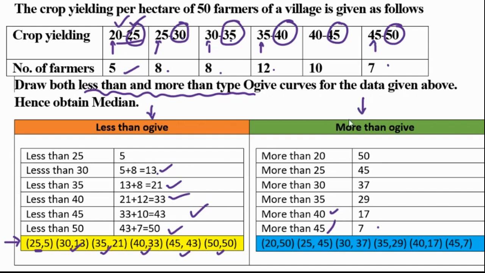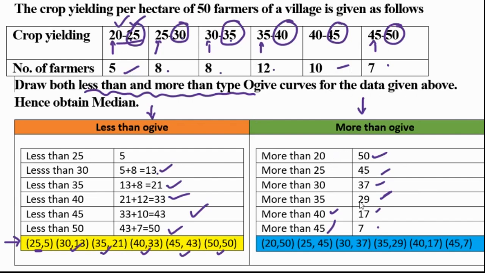7, 7 plus 10 is 17. So 7 plus 10 plus 12 is 29. 7 plus 10 plus 12 plus 8 is 37. So 37 plus 8 is 45. So if you add all the things, it will be 50.